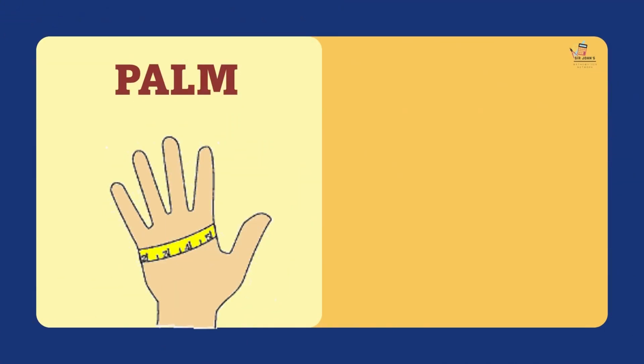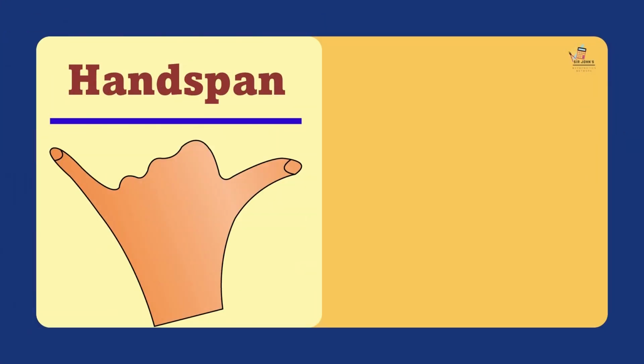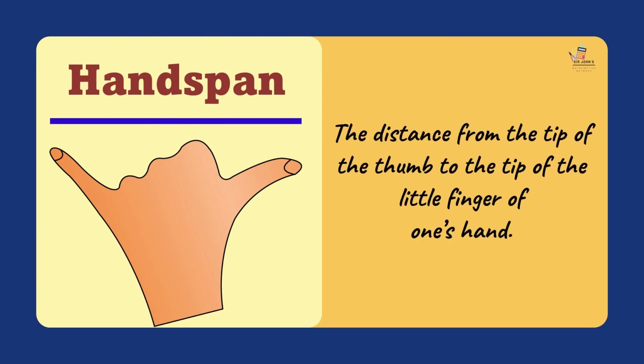One of the body parts used during the ancient times is the palm. Palm is the width of one's hand excluding the thumb. Next is the handspan, or in Tagalog, it is called dangkal. Handspan is the distance from the tip of the thumb to the tip of the little finger of one's hand.